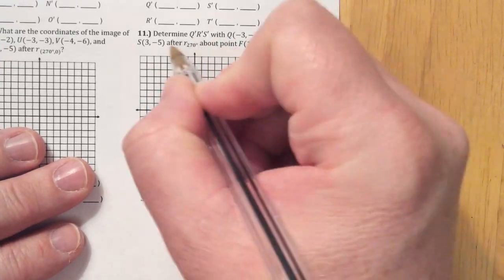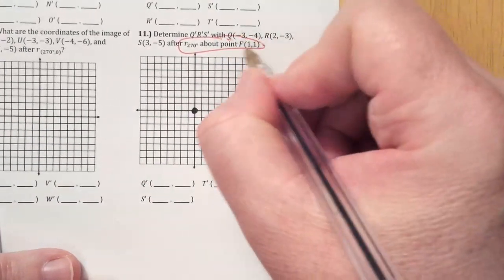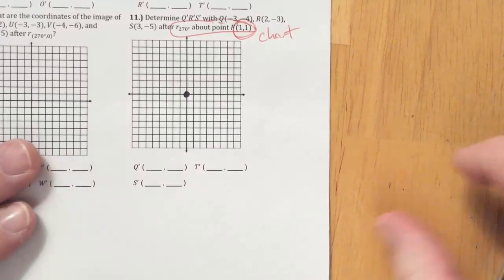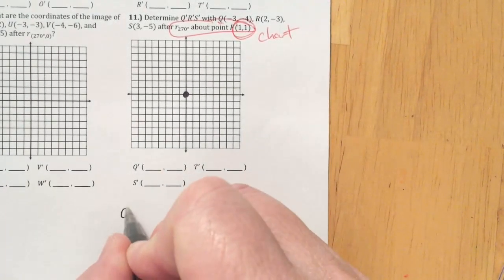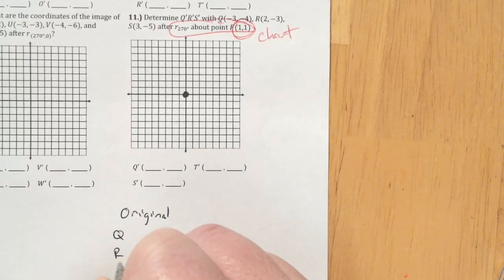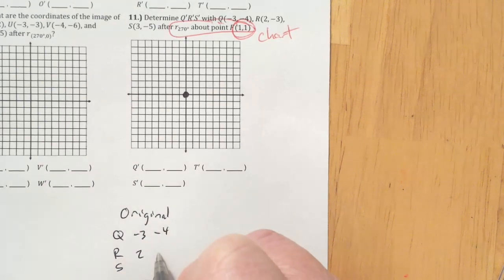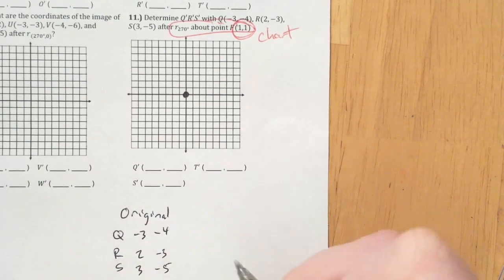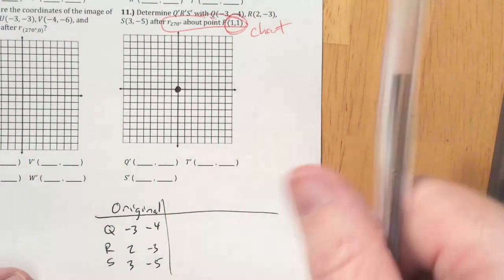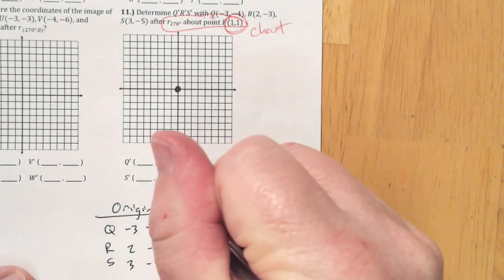You see how it says that we're going to rotate around this point. So we're rotating around this point. Because of that, we're going to be using a chart. In order to use the chart, you write the original: Q, R, and S. We have -3, -4, 2, -3, and 3, -5. All right, so that's our original. The first thing we're going to do is undo your center, which is -1, -1.